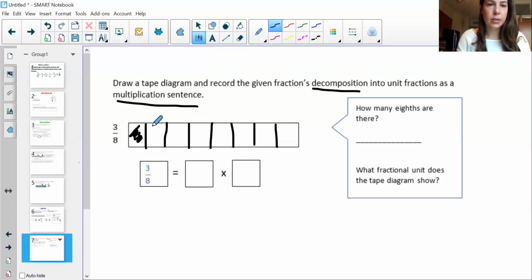1, 2, 3. I know my shading is terrible. Okay, so now since I have 3 groups of 1/8, so this is 1/8, this is 1/8, this is 1/8, I'm going to do 3 times 1/8.